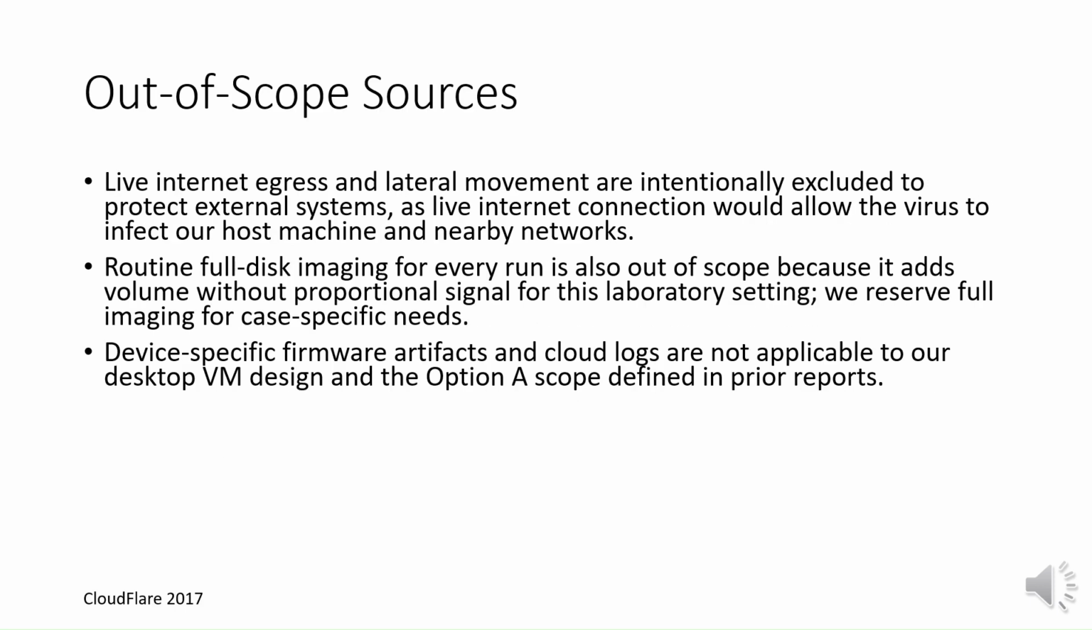For out-of-scope sources, certain components were intentionally left out to maintain safety. We didn't want any live internet egress or lateral movement because connecting WannaCry to the internet could have infected the host or maybe even your personal computer. We also excluded full disk imaging for every run, as this would have generated large data volumes without adding much insight. Finally, we didn't include firmware-level or cloud-based logs since they don't apply to our VM, since it's run locally and we're preventing everything from outside from talking to this VM. By doing that, we stayed safe while collecting only the relevant forensic evidence.